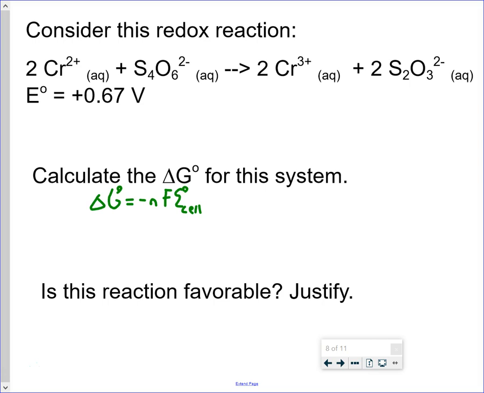So we already have E cell from up above. We see that that is a positive 0.67 volts. Faraday's constant we can simply look up. That's 96,485 coulombs per mole of electron. And then the moles of electrons transferred we might have to think about just a little bit, but we can look at that. So let's take a quick glance at our half reaction here. I'm going to use chromium because that looks a little more friendly. So let's look at the chromium process here. We have chromium 2+ going into chromium 3+.